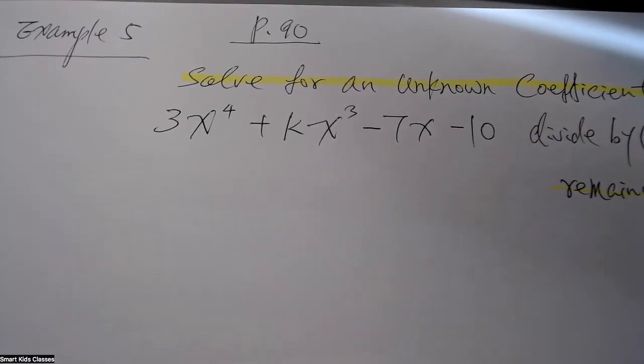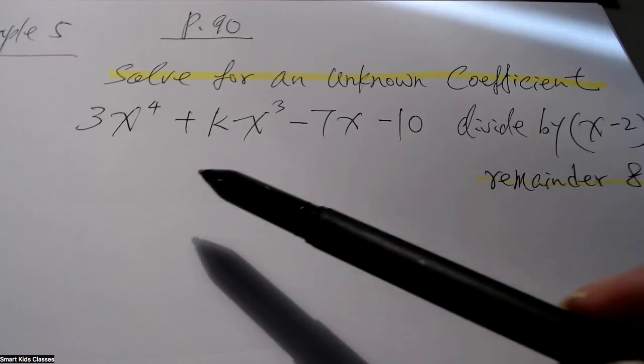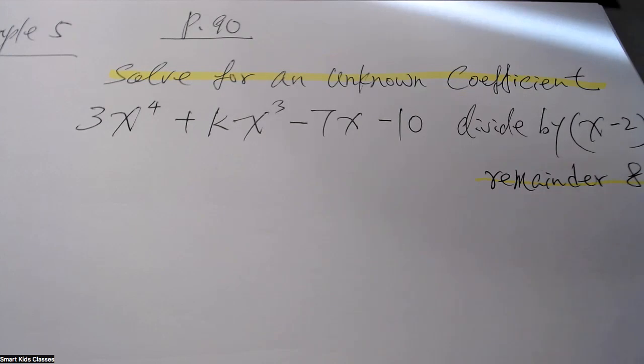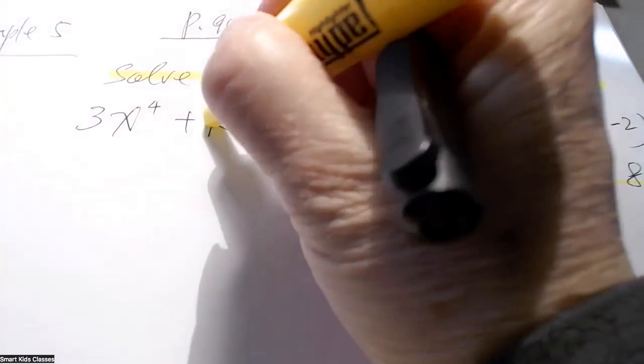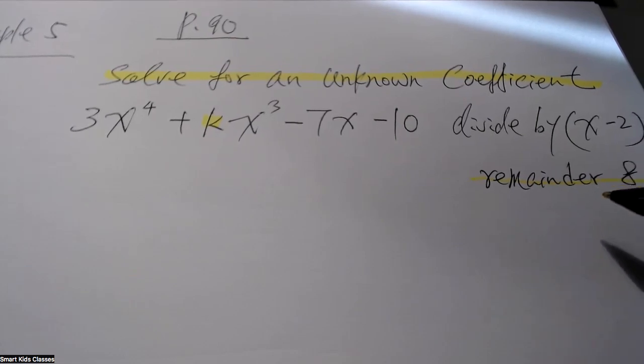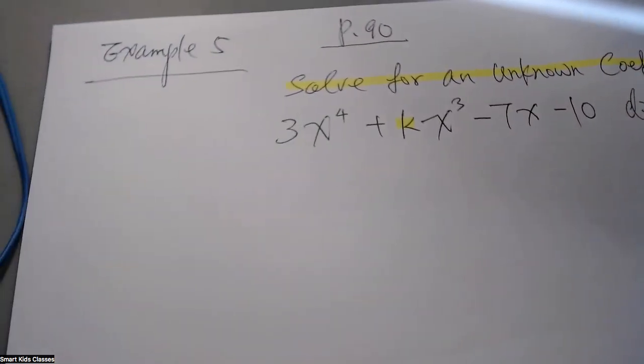Now we continue with example 5 on page 90. So solve for an unknown coefficient. You're given a polynomial 3x^4 + kx^3 - 7x - 10. So k is the unknown coefficient, I underline it with the highlighter. It is going to be divided by x minus 2. The remainder is an 8. So how are we going to do it first? We're going to plug in.